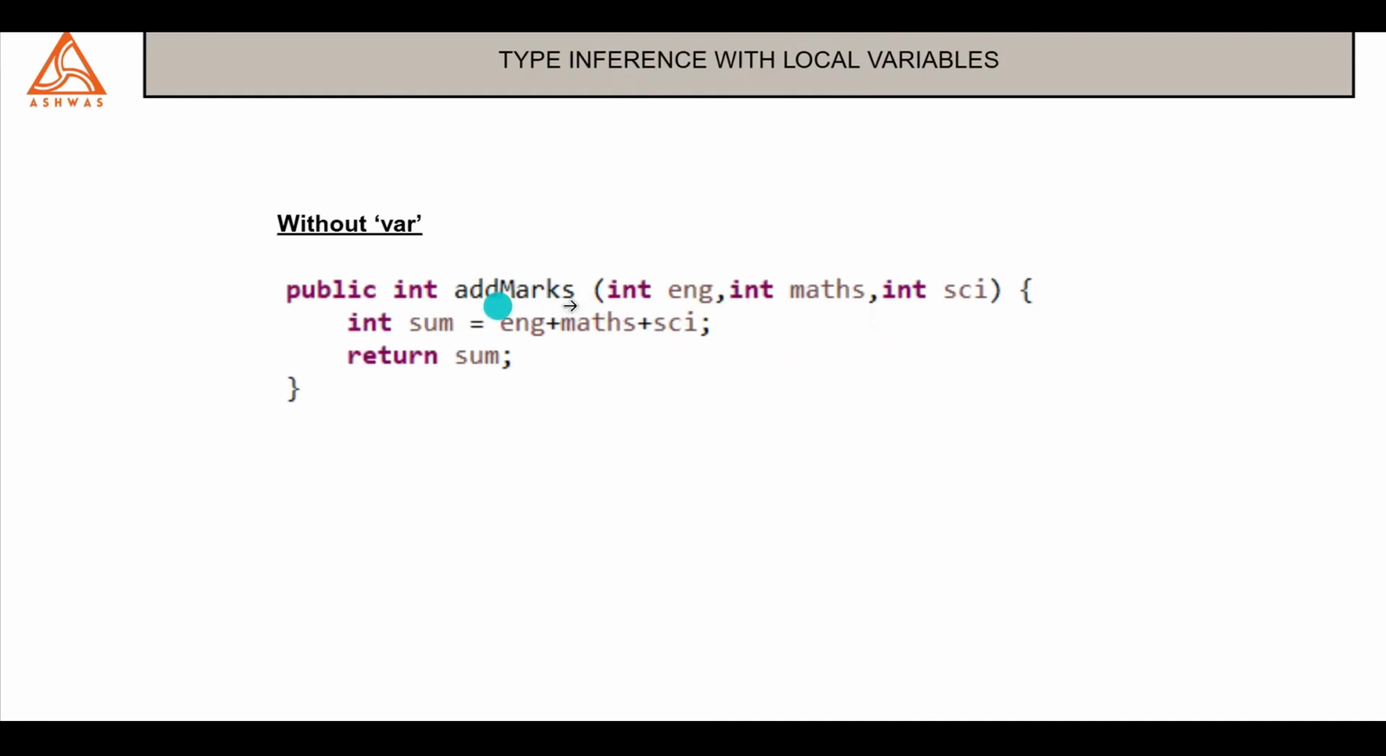All right, I enter the add marks method, and within that, as you can see, this is a dynamic variable int sum, and this variable sum holds the addition of the three incoming parameters to this method.